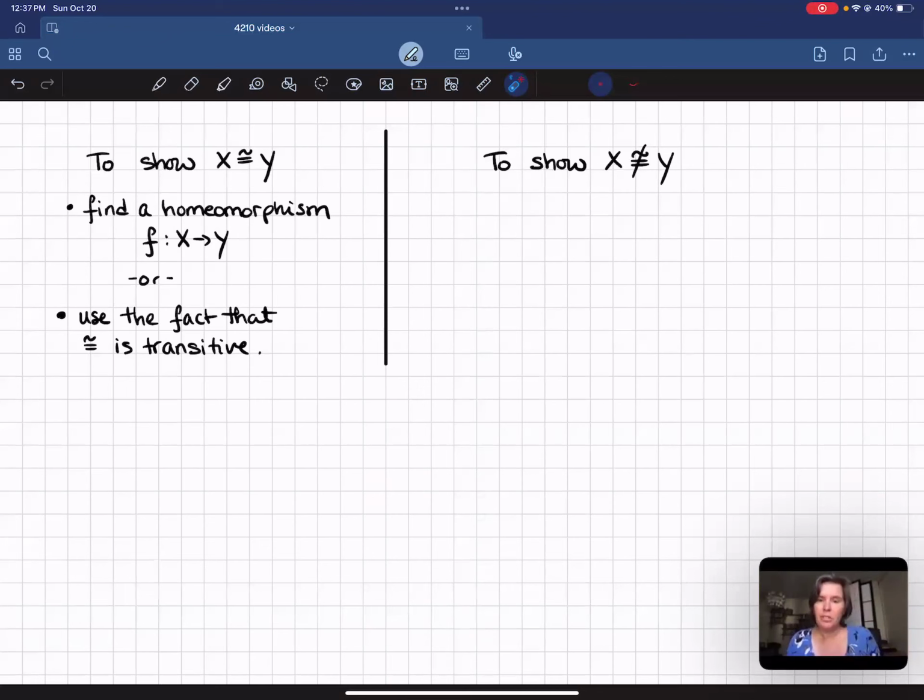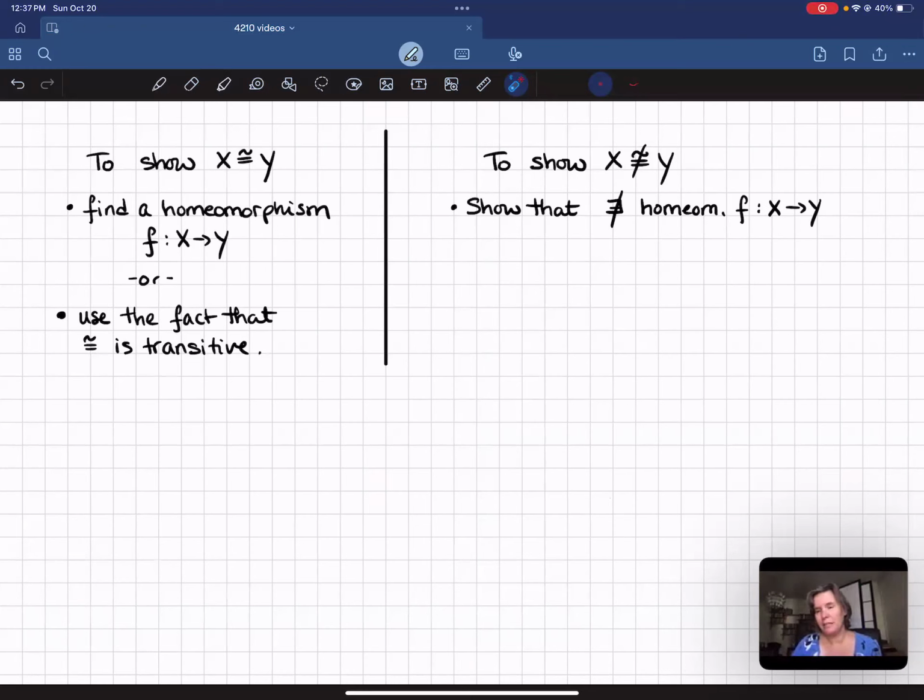Now, to show that two spaces are not homeomorphic, that means we have to show that there does not exist a homeomorphism. That's the negation of the property. There does not exist a homeomorphism. Showing non-existence is harder than showing existence, right? To show existence, you just have to give an example. To show non-existence, it's just more complicated, okay?